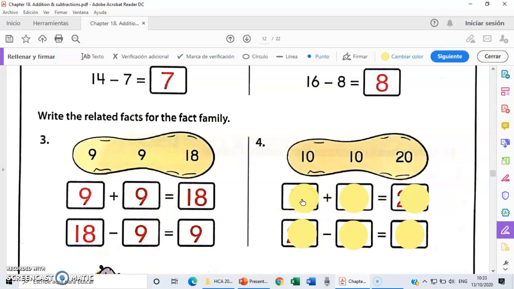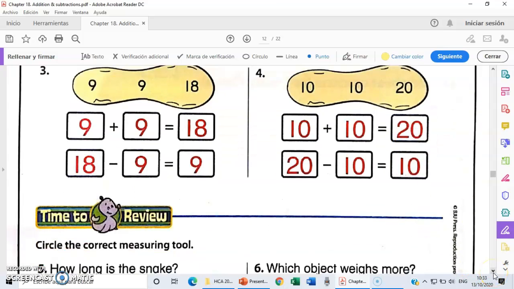So here is the same. You start with 10 because it's addition. 10 plus 10, your answer is 20. And then you use the biggest number, in this case it's 20, you say 20 minus 10, good job, equals exactly 10. So we finished with this page.